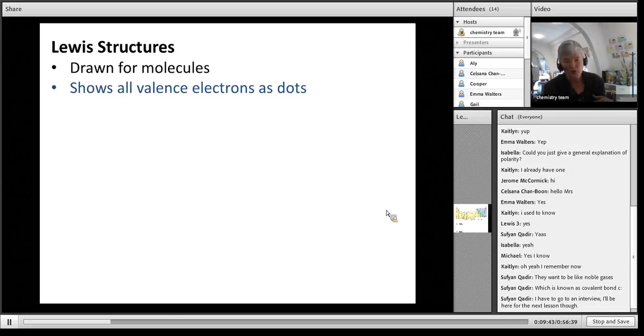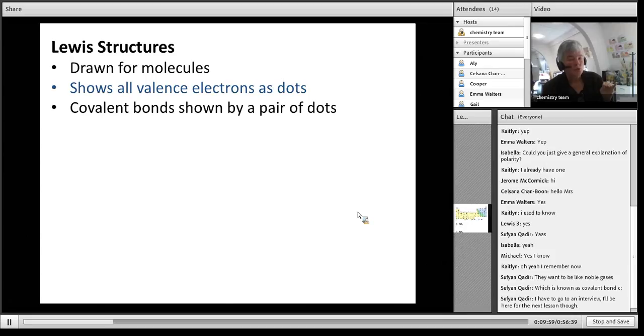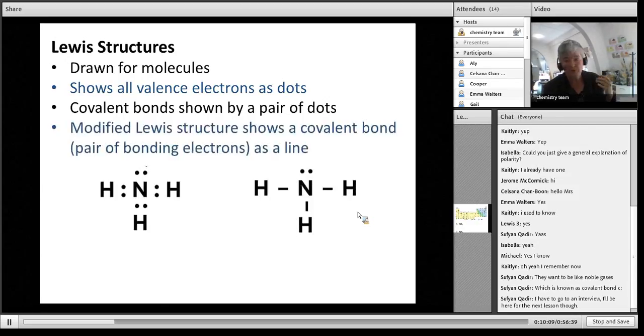And by molecules I mean non-metals covalently bonded to each other to form discrete units. Sorry, because there are exceptions. So you show all the valence electrons as dots. You show a bond by pairing dots, and you have a pair of dots between two elements to show the bond. And you can represent it as a line. That's called a modified structure.